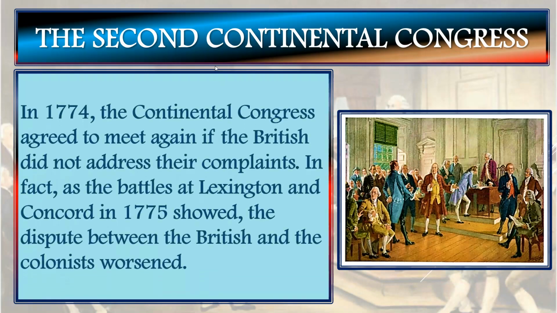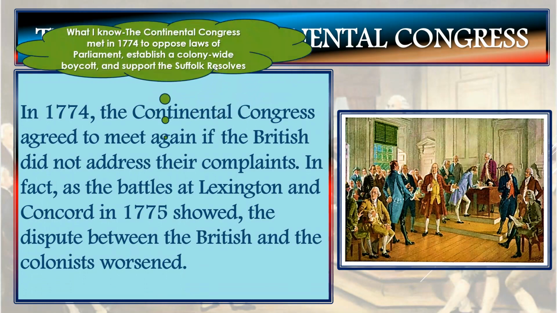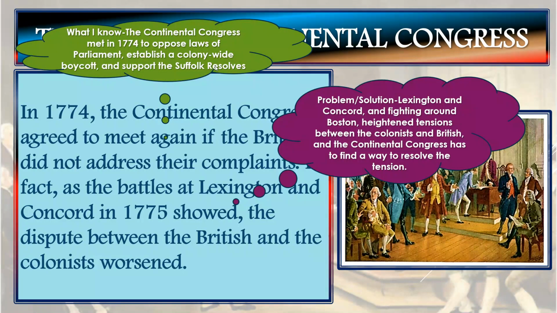In 1774, the Continental Congress agreed to meet again if the British did not address their complaints. In fact, as the battles of Lexington and Concord in 1775 showed, the dispute between the British and the colonists worsened. So what I know, the Continental Congress met in 1774 to oppose the laws of Parliament, establish a colony-wide boycott, and to support the Suffolk Resolves. So we know the Suffolk Resolves are one of the things that led to the actual battle, right?